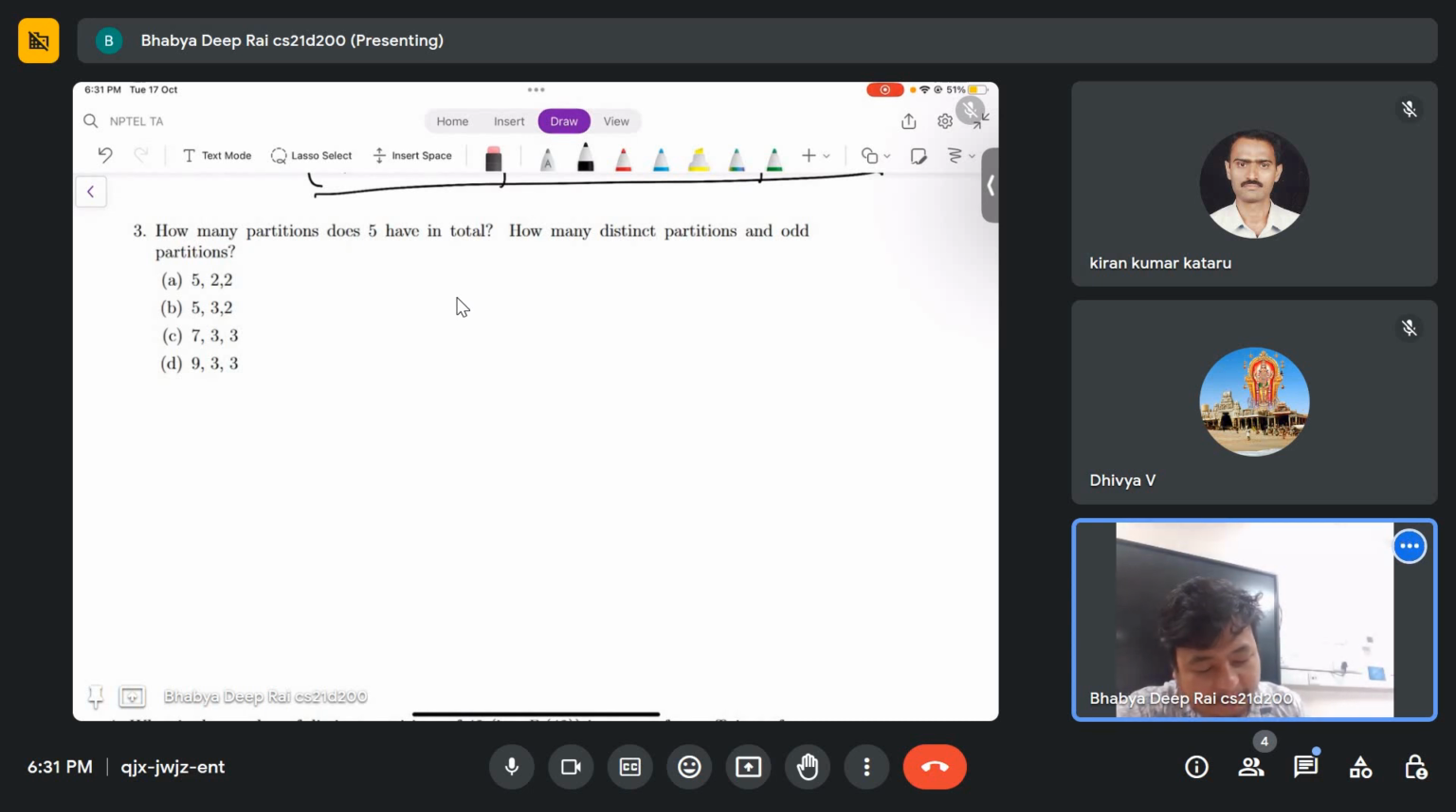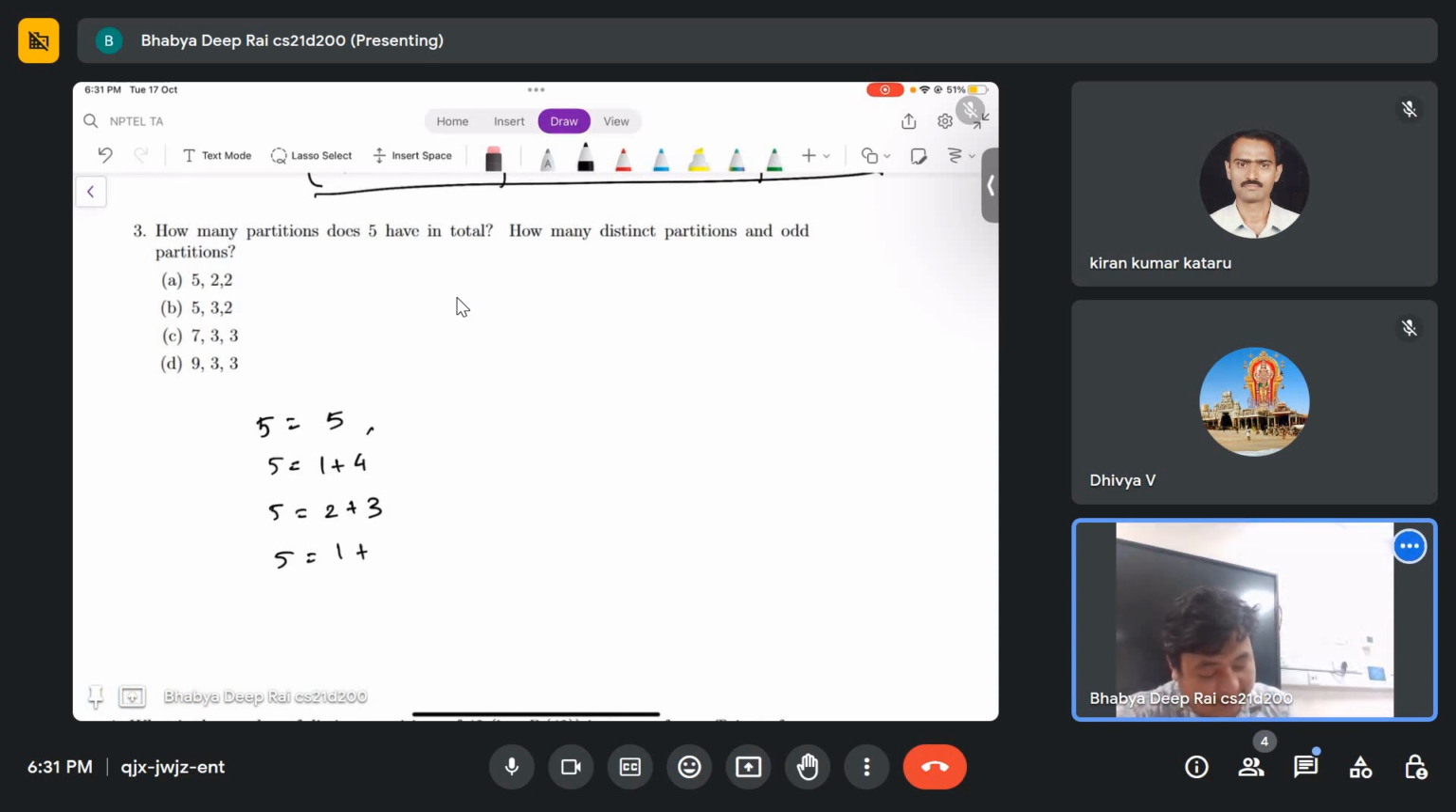Well, let's begin by listing out all the partitions of 5. 5 can be written as 5. 5 can be written as 1 plus 4. 5 can be written as 2 plus 3. 3 plus 2, but that's the same thing, and 4 plus 1, but that's the same thing. Now we need to look at bigger partitions.